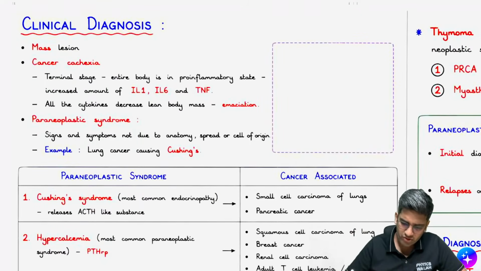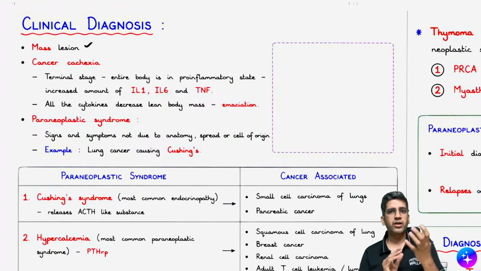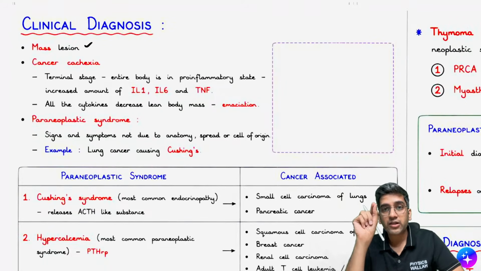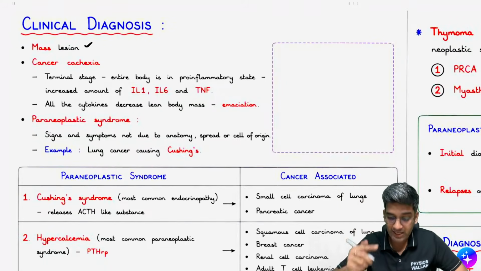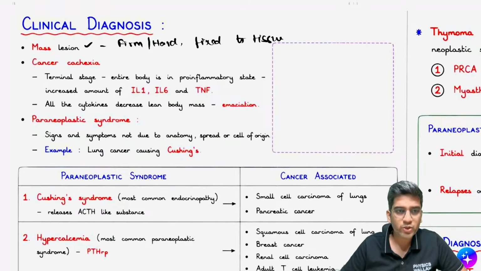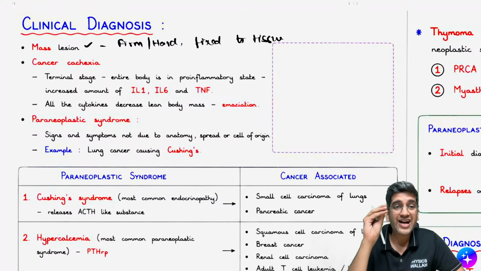First, most cancers present as a mass lesion. When I say mass lesion, for example a breast mass, there's a palpable hard mass. And when will I call it a malignant mass? That's very important. If you have a firm to hard mass which is fixed to tissues, this is how most cancers will be. Okay, they are fixed, they are firm, they are hard, they are irregular.